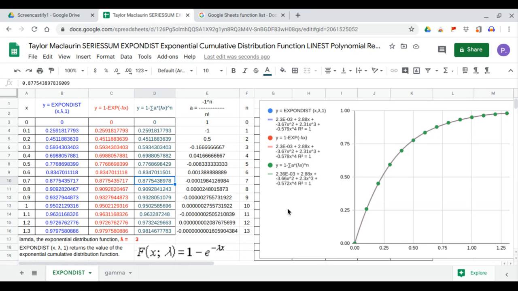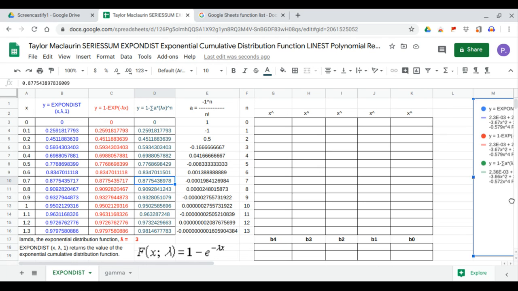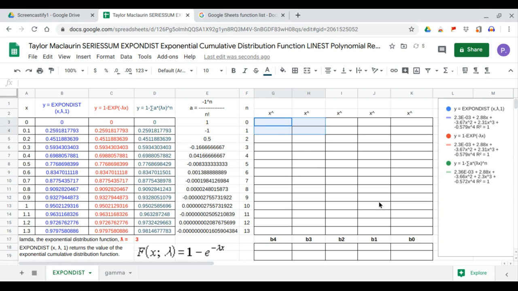To do that, we will complete the 1 comma x matrix, where this is the x to the 0 column, x to the 1 column, x squared, x cubed, and x to the 4th column. So the power will be the transpose of the n up to 4. So we have 4. Now we can enter the array formula.